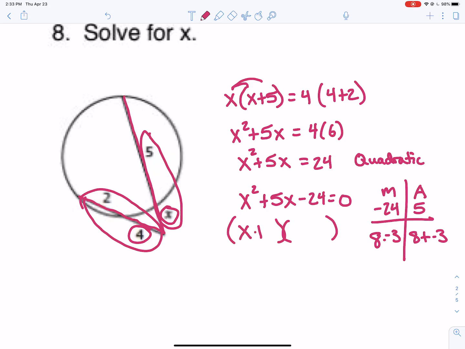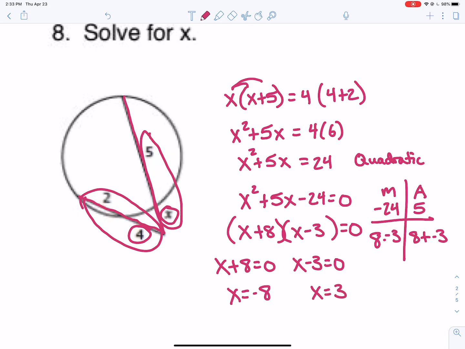So I've got x plus 8 and x minus 3 are my factors. And so x plus 8 would equal 0 and x minus 3 would equal 0. So x equals negative 8 and x equals 3 are my possible values for x. But x can't be negative again. So a lot of times that's the case with geometry because it wouldn't make sense for the length of a segment to be negative. Okay, so that's it for these examples.